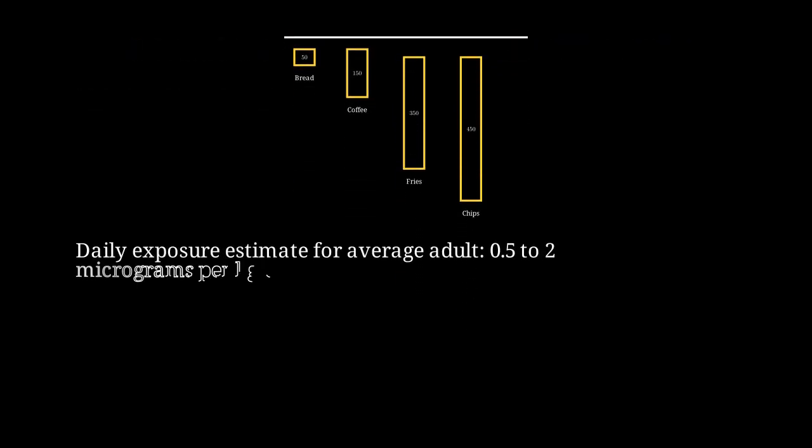For an average adult, daily acrylamide exposure is estimated between 0.5 and 2 micrograms per kilogram of body weight. For a 70-kilogram adult, this means approximately 70 micrograms of acrylamide exposure per day.